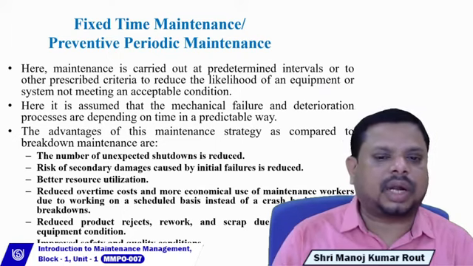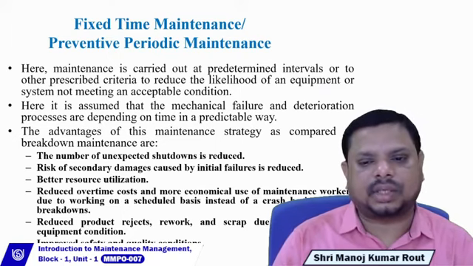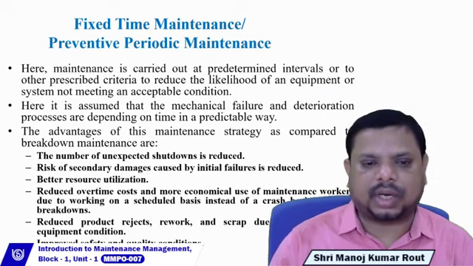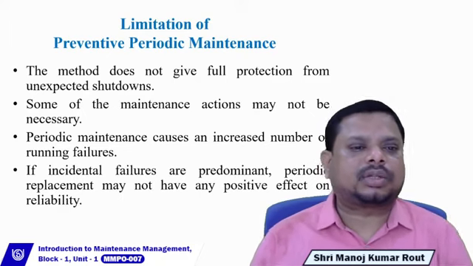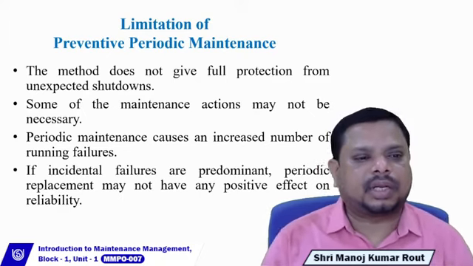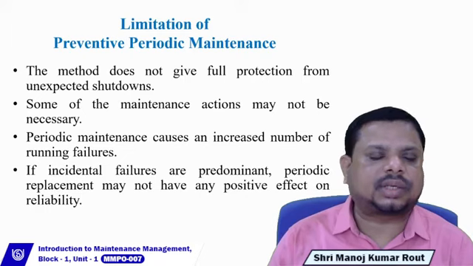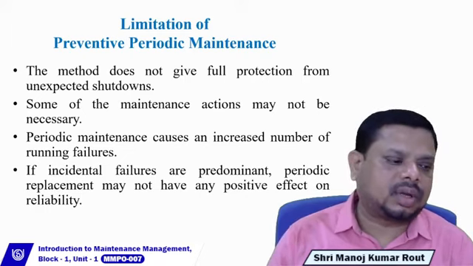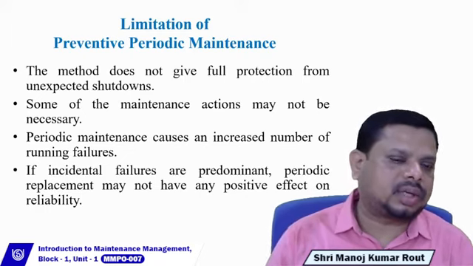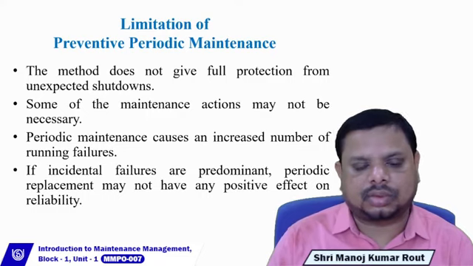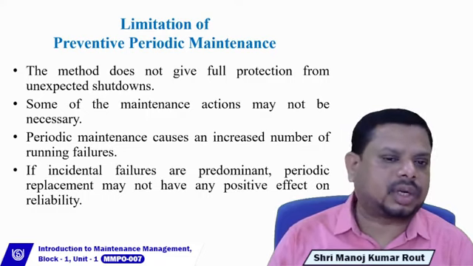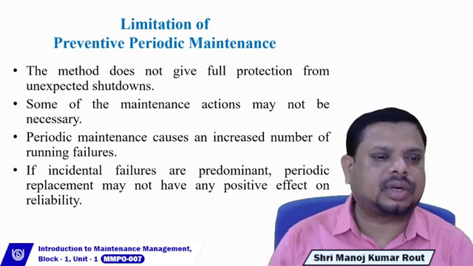So these are the advantages of the maintenance strategy compared to breakdown maintenance. The next one is the limitations of preventive and predictive maintenance. So let's discuss what the limitations are. The first limitation: the method does not give full protection from unexpected shutdowns. So you cannot avoid unexpected shutdowns. Clear? In those cases, it is very difficult.